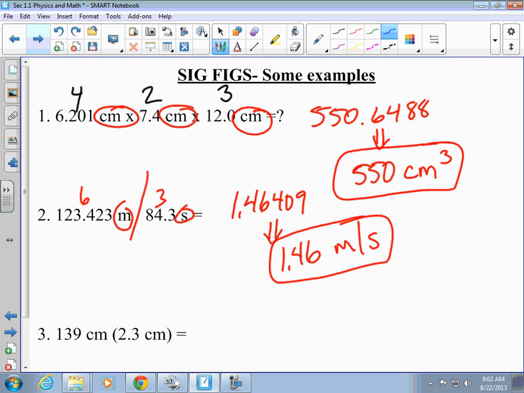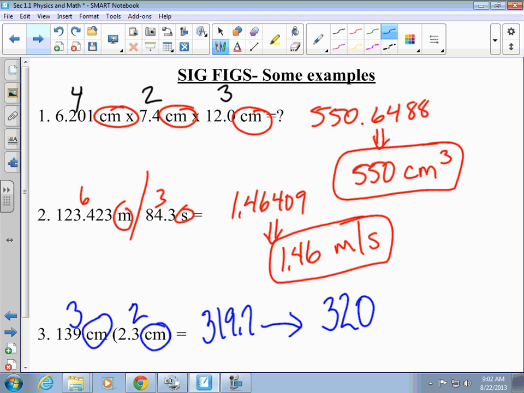Last one up. 139. Well, that's easy. Again, I've got no zeros in there. So that's 3 times 2.3, which is 2. So we have 3 and 2. Our answer has to be in 2 sig figs. And you take 139 times 2.3, you get 319.7. Well, how do you make that into 2 sig figs? You round to 320. Our unit is centimeters times centimeters. So you're going to get centimeters squared.